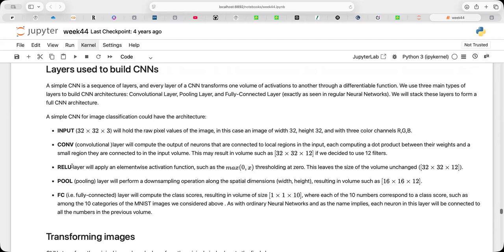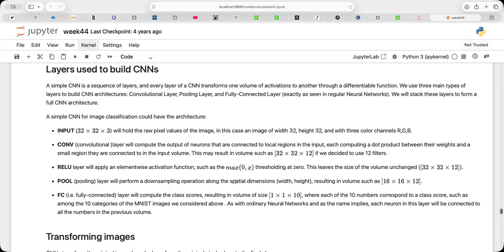And then there is a so-called ReLU layer, where you simply have a thresholding, which leaves the size of the image unchanged. And then there is a pooling layer, which is a further way to reduce the dimensionality, where you typically keep only the max values coming from this ReLU layer.